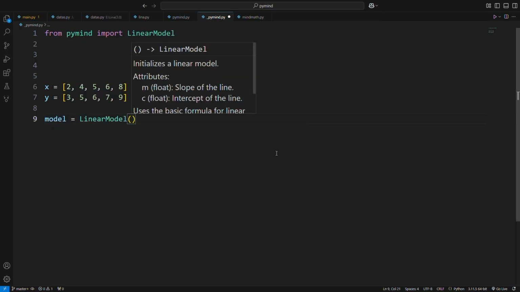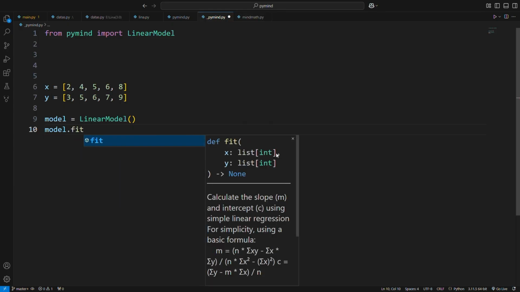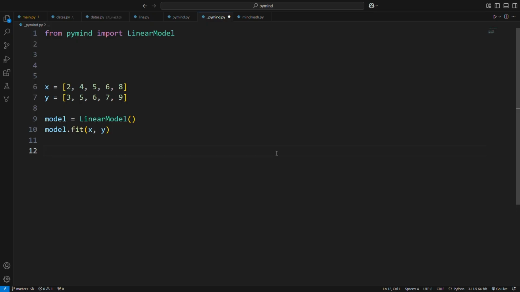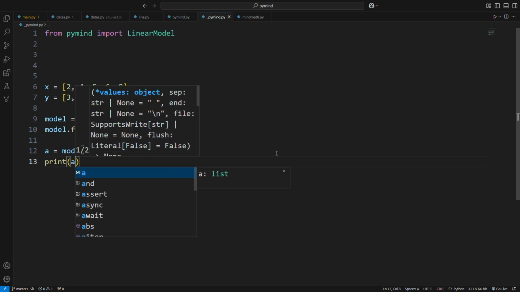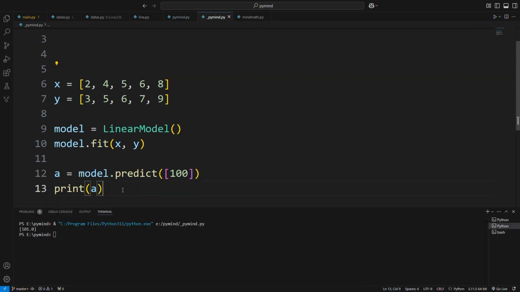Here we go, it's done. Now we are gonna do model dot fit. We're gonna put the X and Y. Then we're gonna do some prediction, A equals model dot predict. Let's give it number 100. So if we just print A, it must return 1 from this data. We can see if we do it, there's only 101. Yeah, so it's correct.